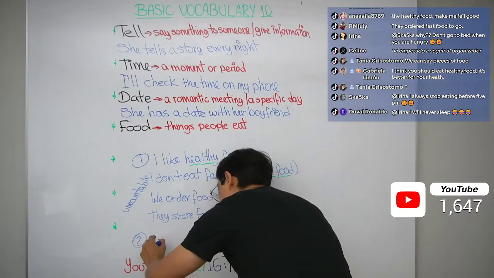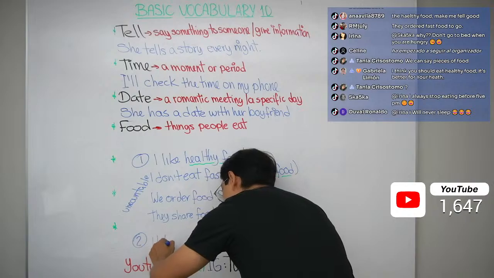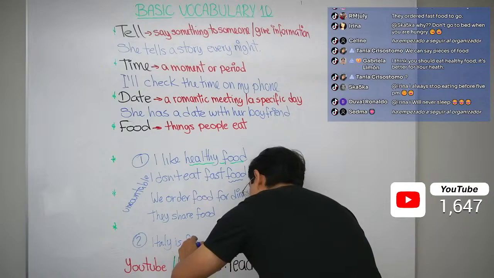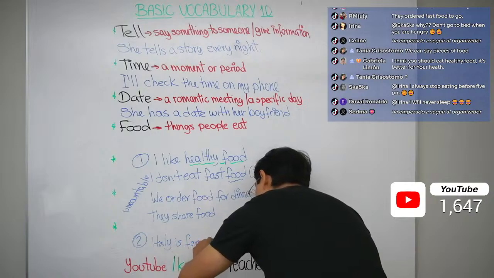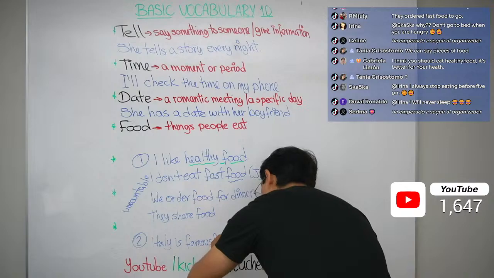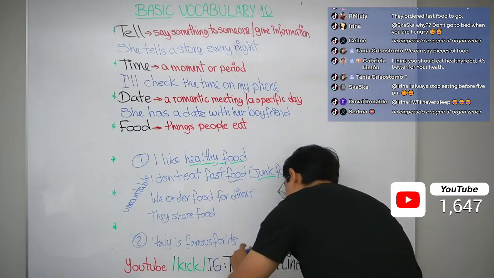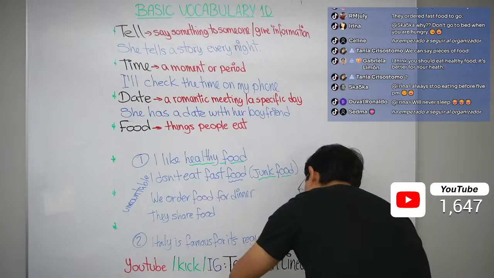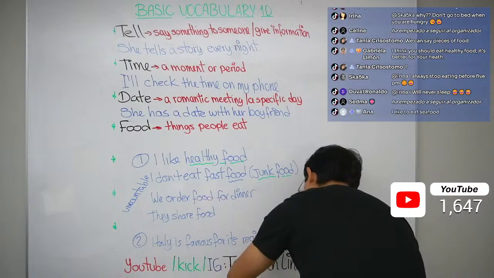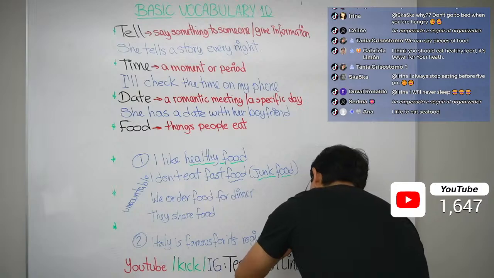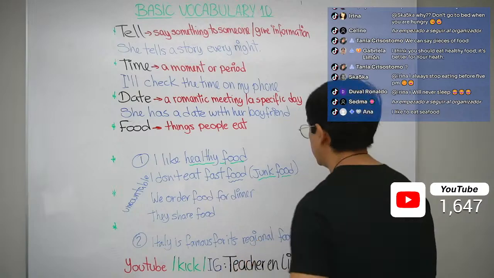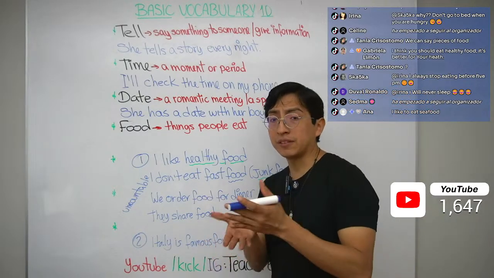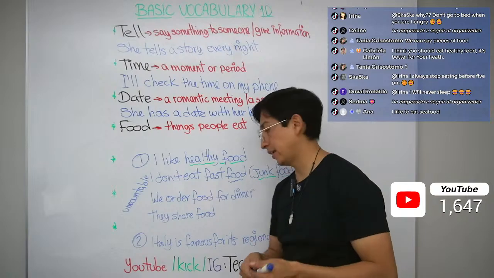let's say here, maybe Italy is famous for its regional foods. Okay, look at that. We can use foods because we're talking about specific varieties, okay?